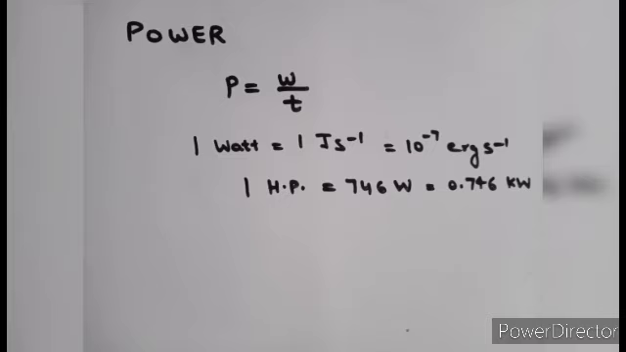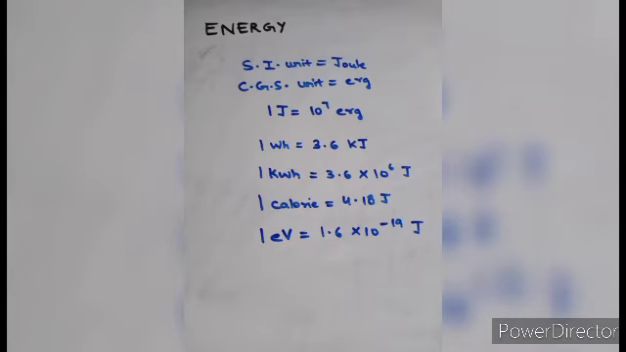And I hope you all learn these formulas, because these formulas are really important for your numerical purposes. Now, energy. What is energy? The capacity to do work is called energy. There are several units of energy, like joule, watt, kilowatt, calorie, electron volt, and 1 electron volt is equal to 1.6 times 10 to the power minus 19 joule.